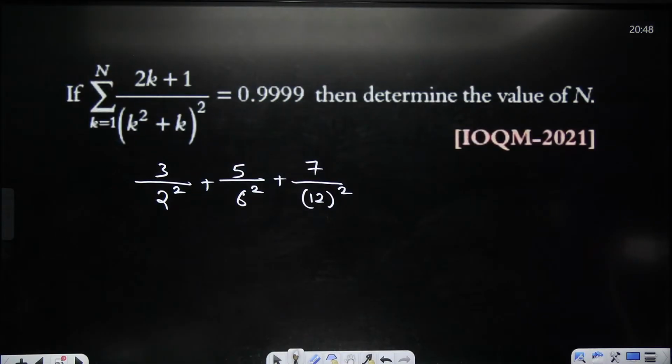What shall we do? Any idea? Any idea? Come on, tell me.